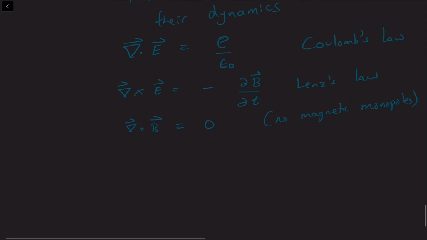And lastly, the curl of the magnetic field is equal to the rate of change of electric field with time multiplied by epsilon naught plus mu naught times J. This is Faraday's law.